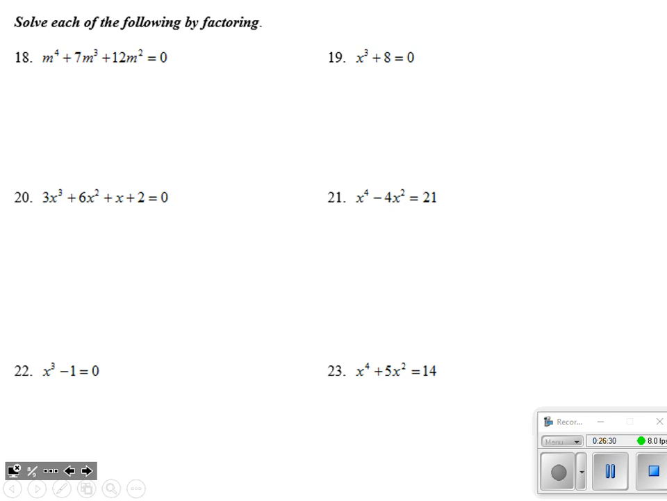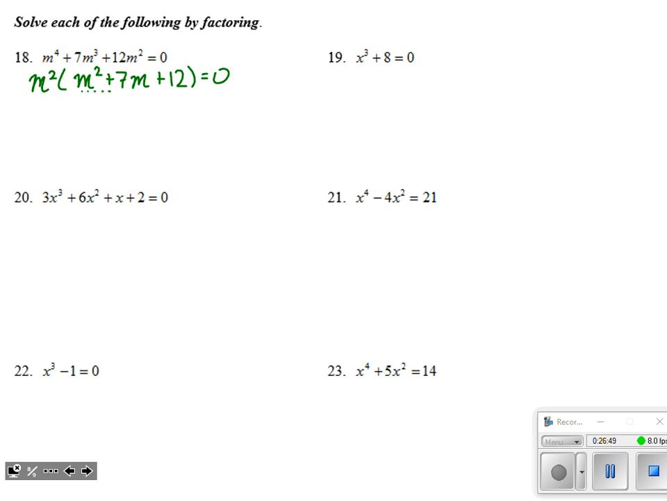Whenever we are factoring, we want to look for a GCF first. So in the case of number 18, I notice I can take an m squared and undistribute that from all the terms of that polynomial. I'll be left with m squared plus 7m plus 12.